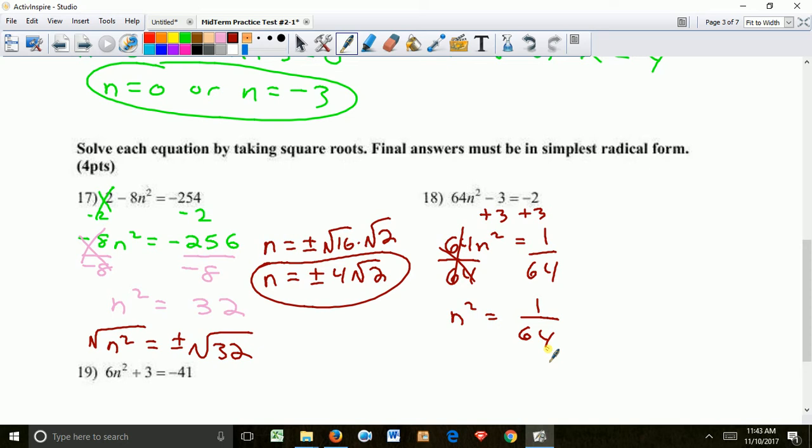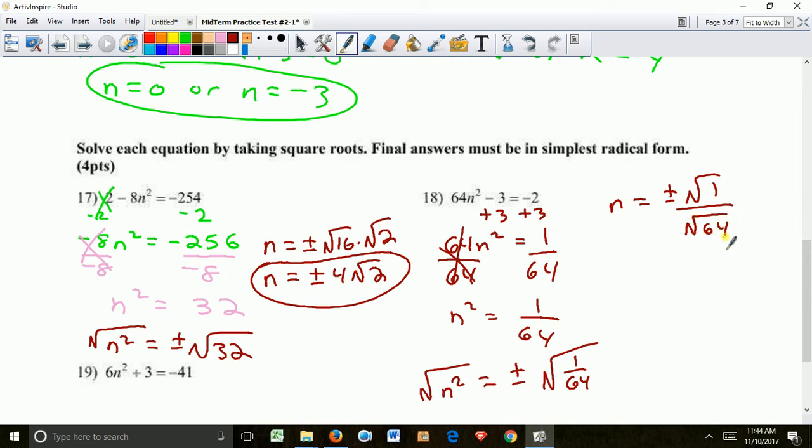You want to take the square root of both sides of your equation. And now you get the square root of n squared is equal to plus or minus the square root of 1 over 64. Here you can use the quotient property of square roots. So n is equal to plus or minus root 1 divided by root 64. If the denominator is a perfect square number that you're taking the square root of, you do not have to rationalize the denominator. It will come out evenly. So here we get n is equal to plus or minus 1/8.